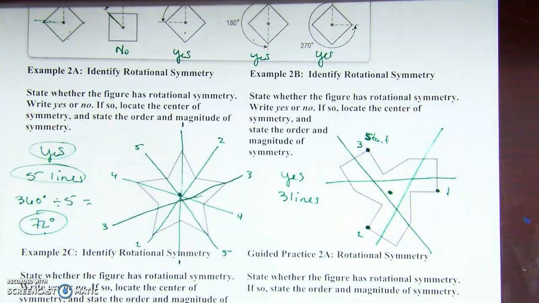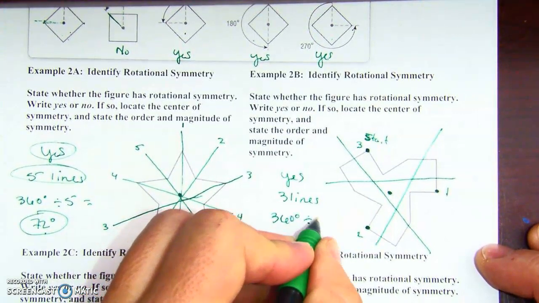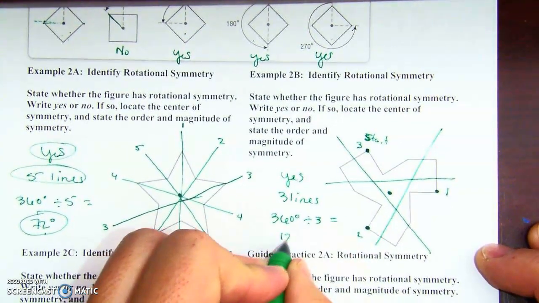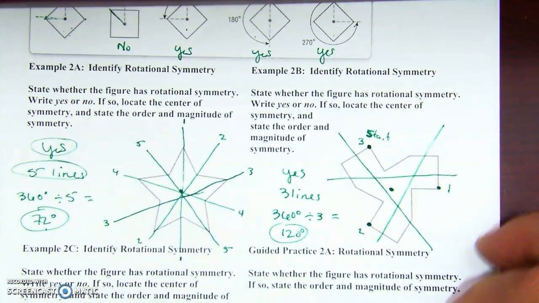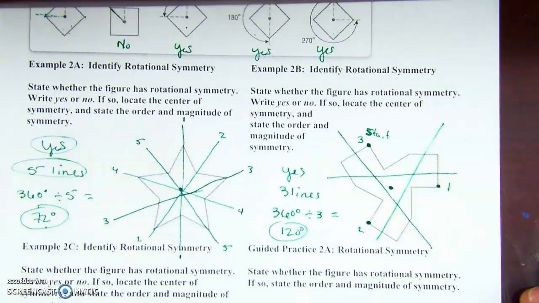Okay, does that make sense? So the answer is 360 degrees divided by 3, which equals 120 degrees. Okay? All right, any questions about that one? A little bit unique on that scenario.